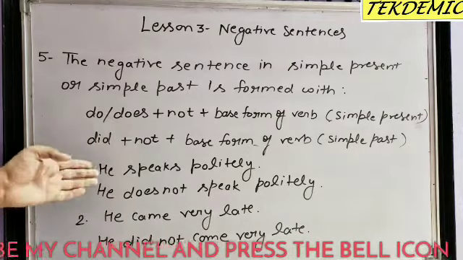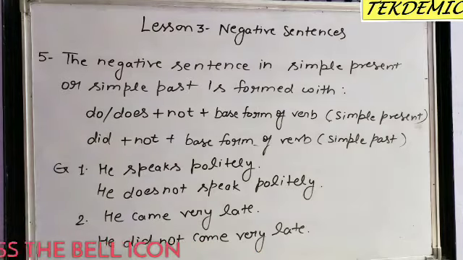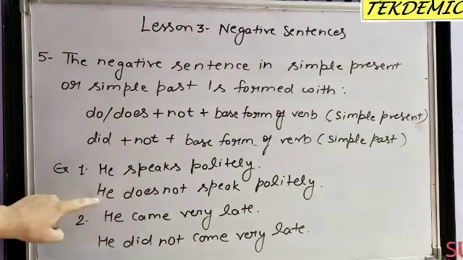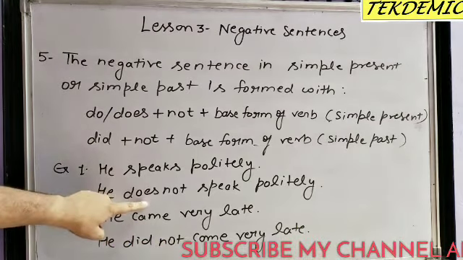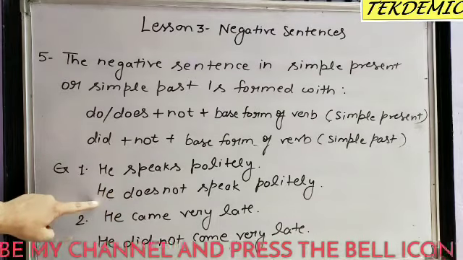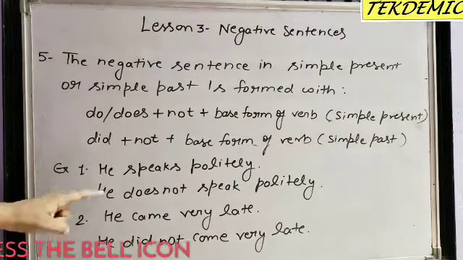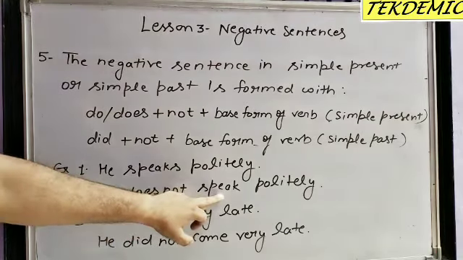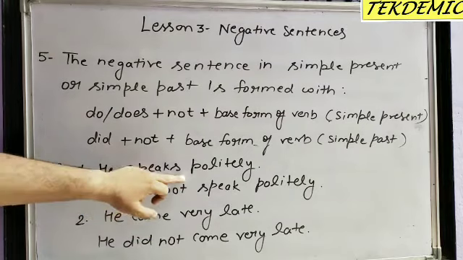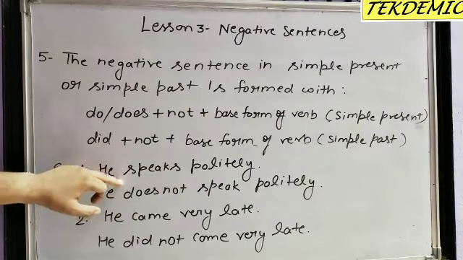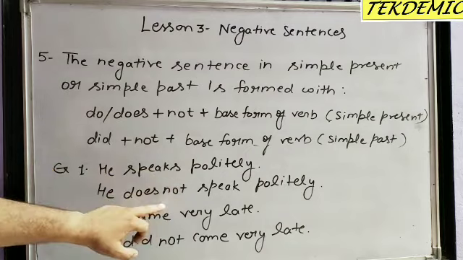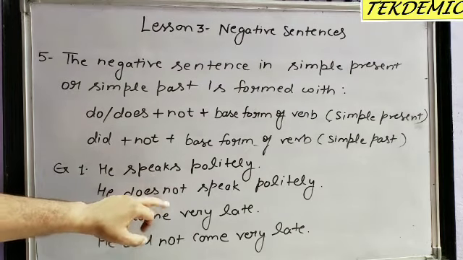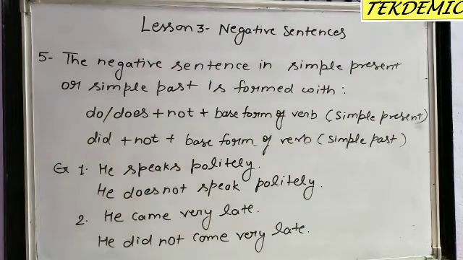Because it is a simple present tense, we will use does not. For a singular subject we use does not, and for plural subjects like they, boys, children, etc., we use do not. Okay? And the base form of the verb. Here you can see in the positive sentence is written speaks, but when you are changing it to negative, you will use speak. This is the base form, the present form, the basic form of the verb.